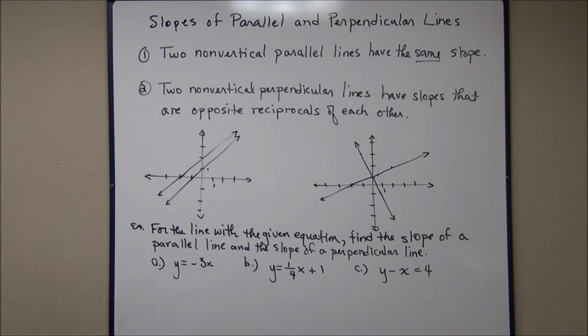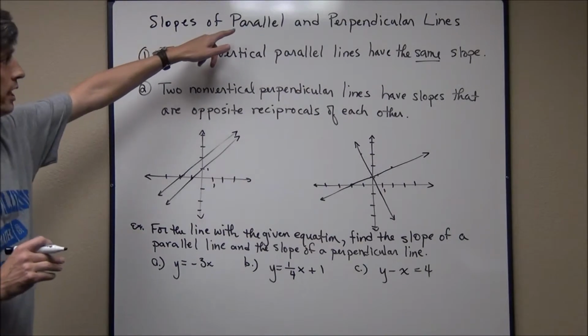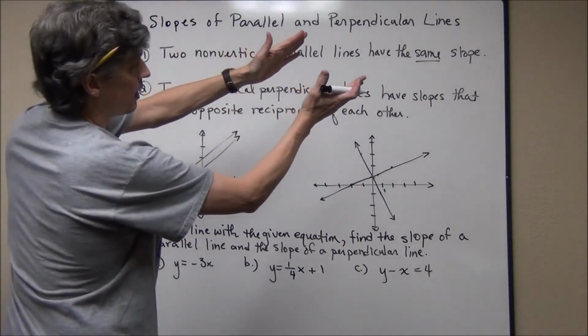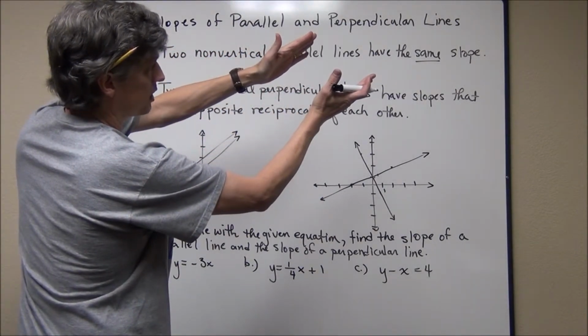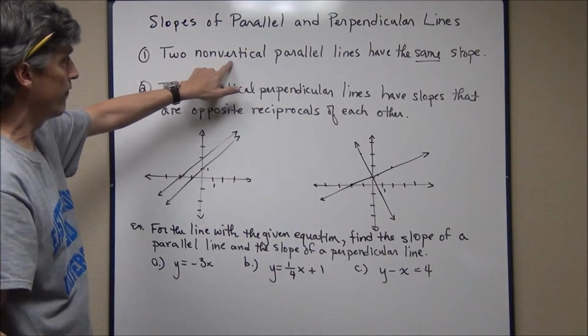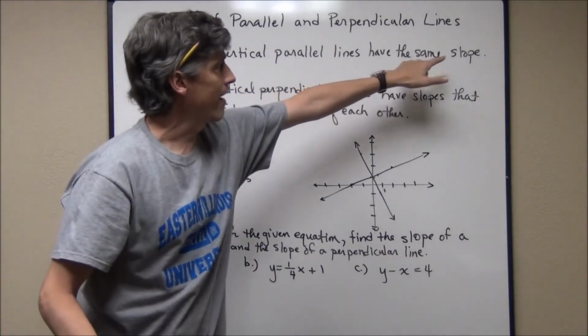Now remember, slope describes how a line is slanted. So if you have parallel lines, remember parallel lines never intersect. They're slanted the same way. And two non-vertical parallel lines have the same slope.